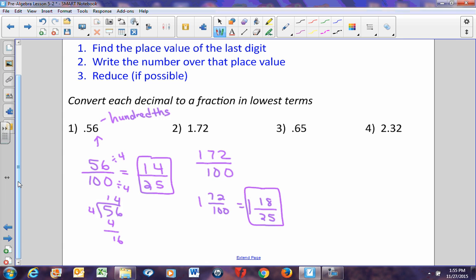0.65. Again, the 5 is in the hundredths position. So this would be 65 over 100. Hey, it ends in a 5 or a 0, so I know it's divisible by 5. 65 divided by 5 is 13, and 100 divided by 5 is 20. So this becomes 13/20.